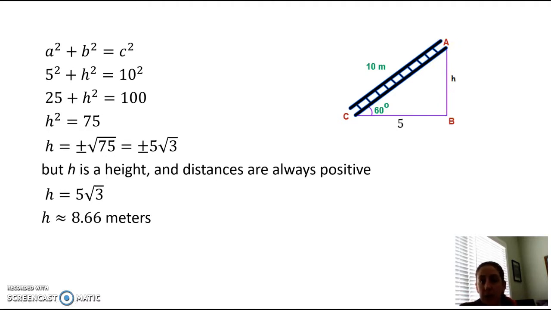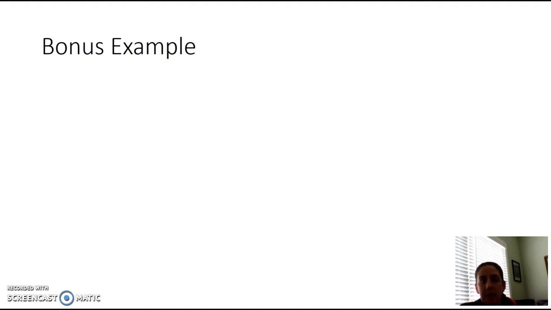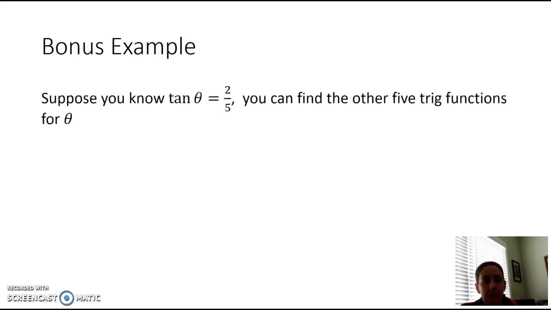Now I know this isn't in the notes, but I have a little bonus example to help you with your homework. I'm going to help you set this up and you can solve from here. Suppose you know that the tangent of theta equals 2 over 5. That's all the information we need. We can find the other 5 trig functions for theta.